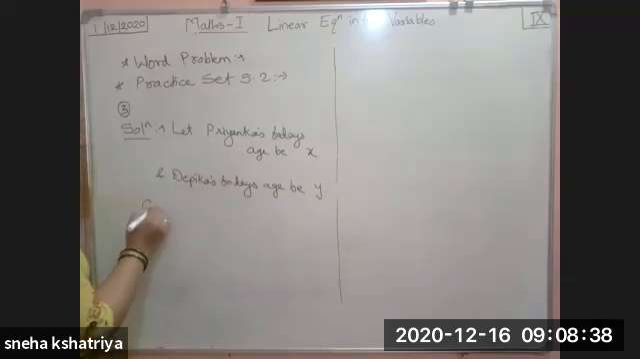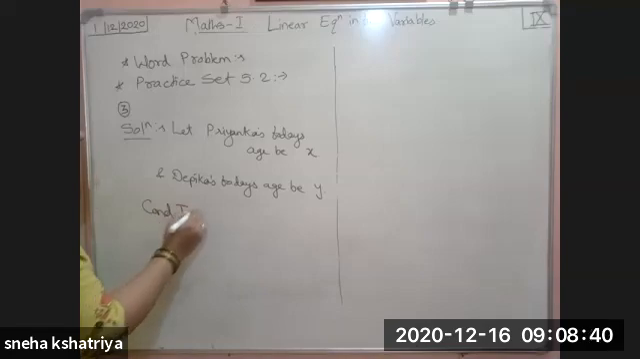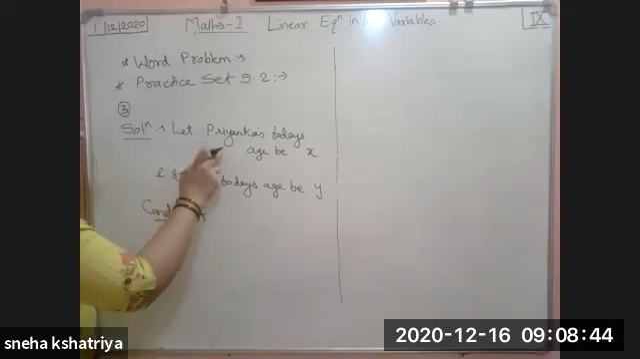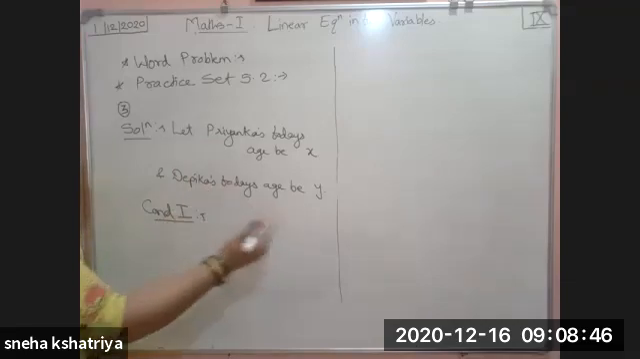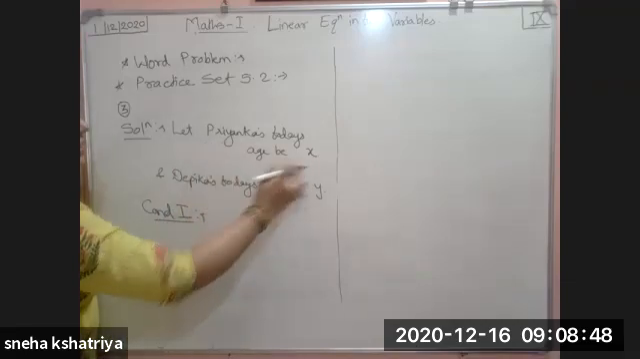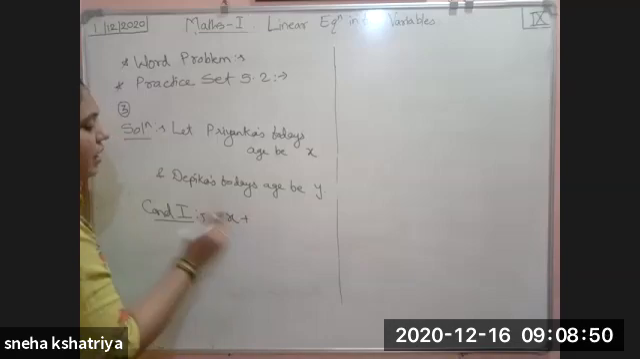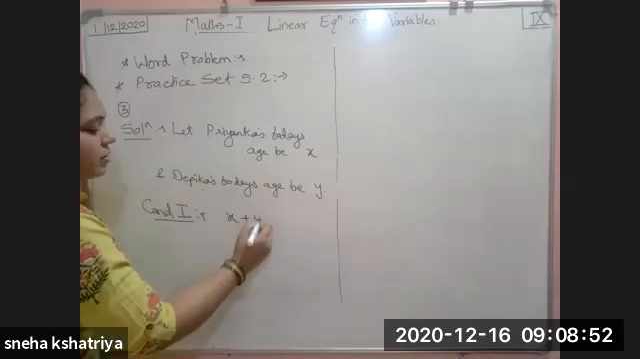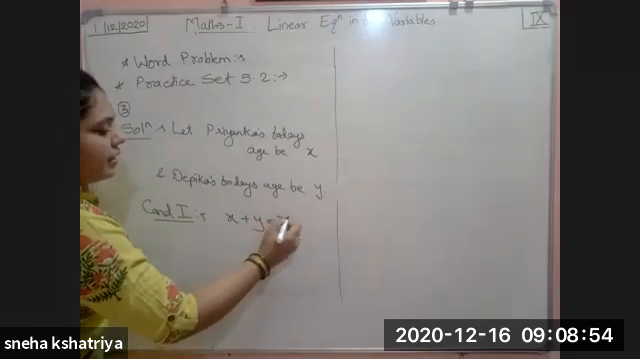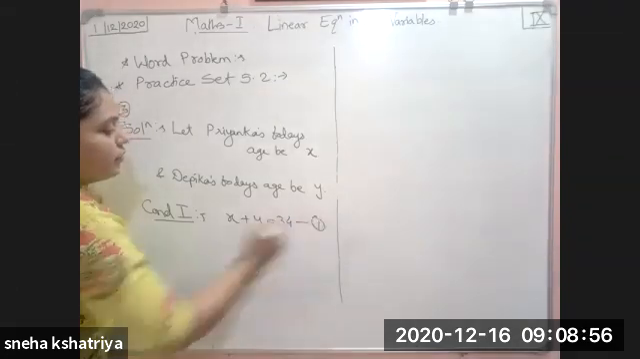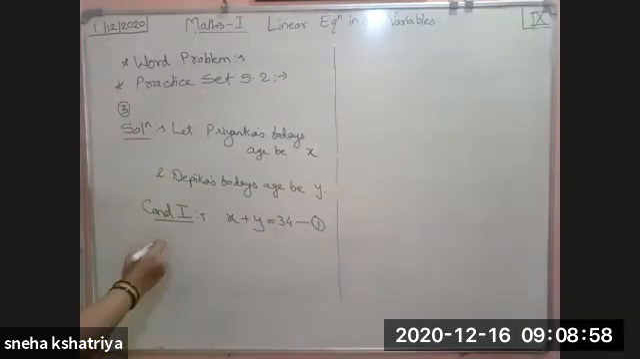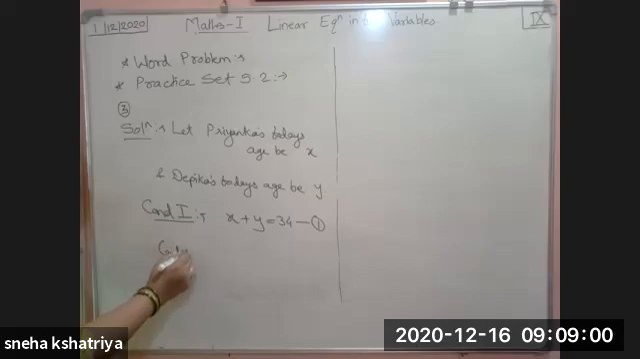Now the conditions. What is the first condition given to us? That the sum of the ages of Priyanka and Deepika is how much? 34 years. So Priyanka's age is how much? X years, plus Deepika's age is how much? Y years, and their addition is how much? 34. Okay. This becomes the first condition.